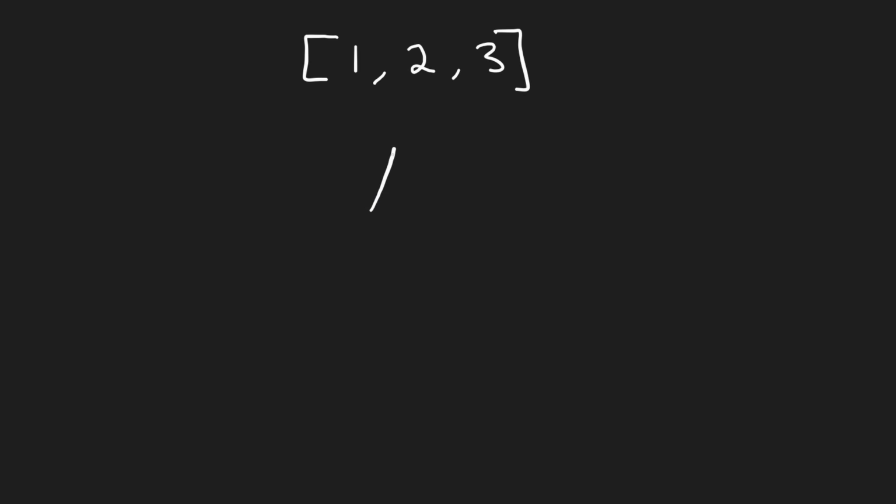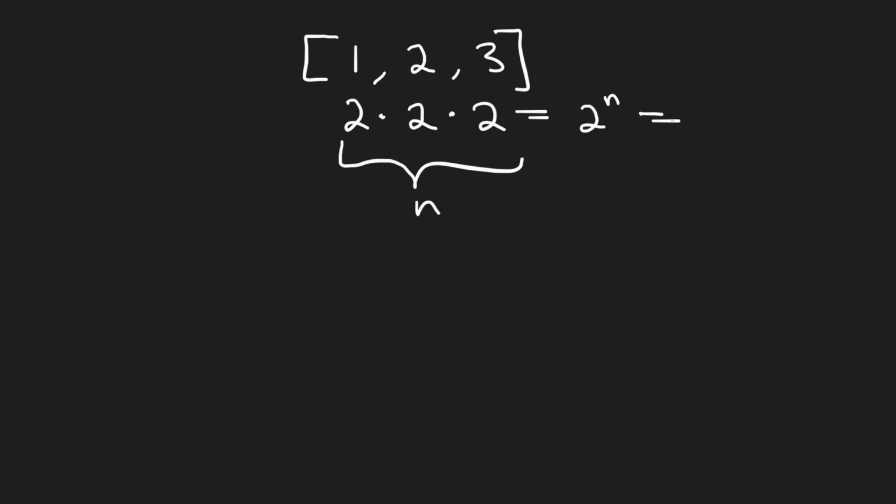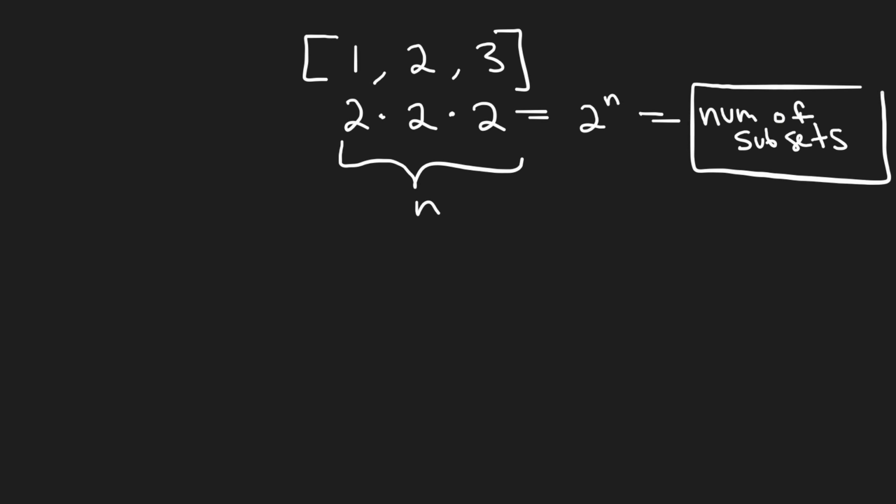So if we want to create all the subsets from this input, we have a choice for every single element. For this 1, we have a choice to include the 1 in our subset or not include the 1, so we get an empty subset. We have that choice for every single input element. So in total, we have 2 choices here, 2 choices here, and 2 choices here. So this is going to be 8, or in other words, 2 to the power of n, where n is the size of our input. This is the number of subsets, but we don't want the number of subsets. We actually want the subsets themselves.